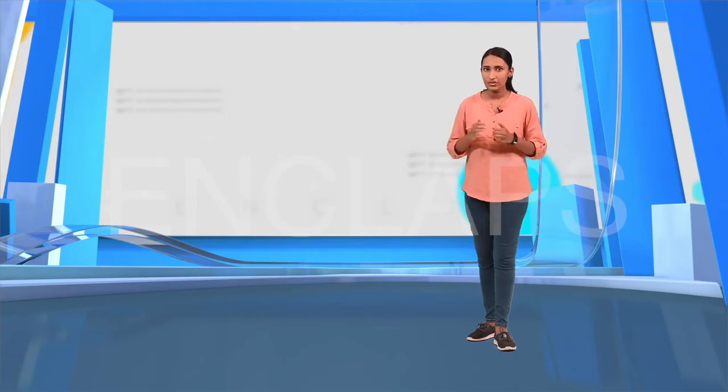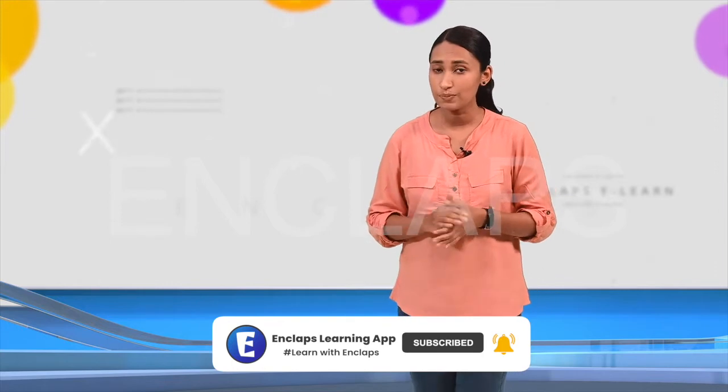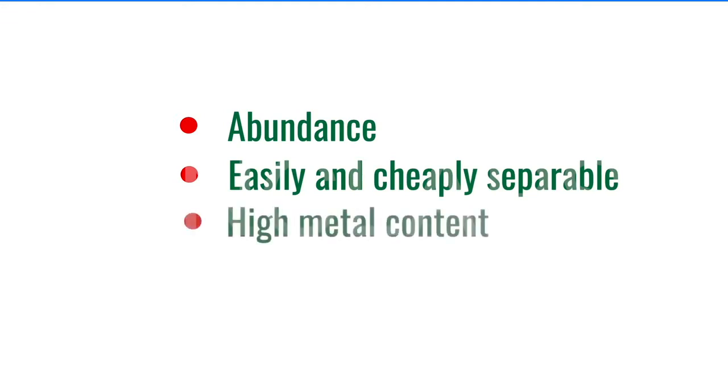There could be many minerals having the same metal. For example, bauxite, cryolite and clay are some of the minerals of aluminium. But all the minerals cannot be used for the extraction of metals. There are certain characteristics possessed by the minerals in order to use them for the extraction of metals. And it includes abundance, easily and cheaply separable, high metal content. So, the extraction of metals from a mineral is possible only if it satisfies all these properties.